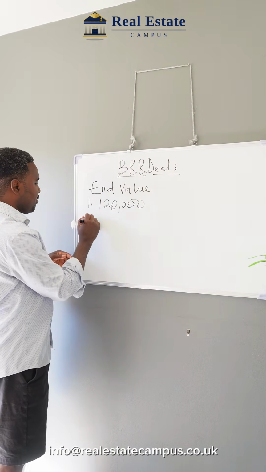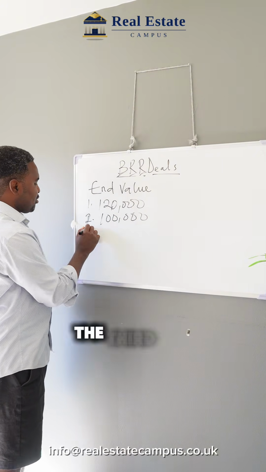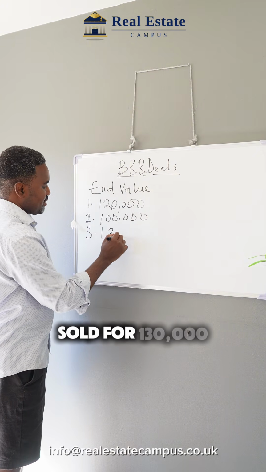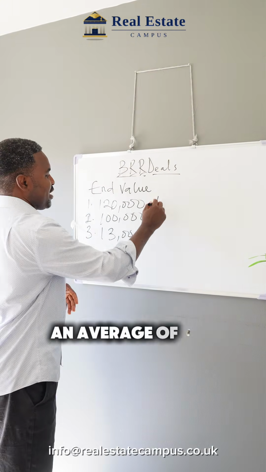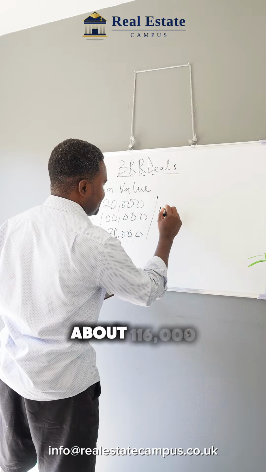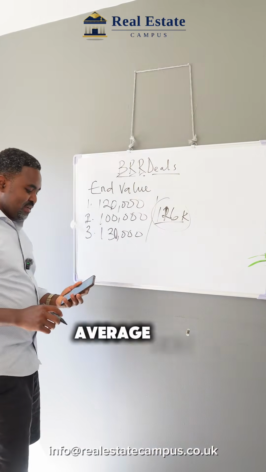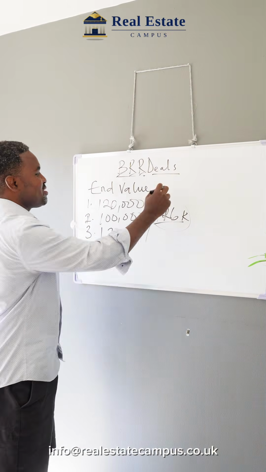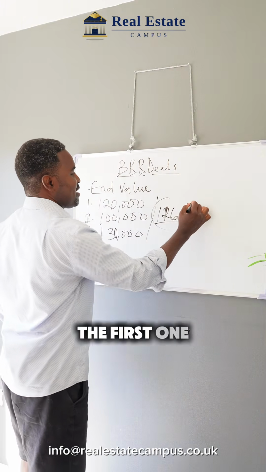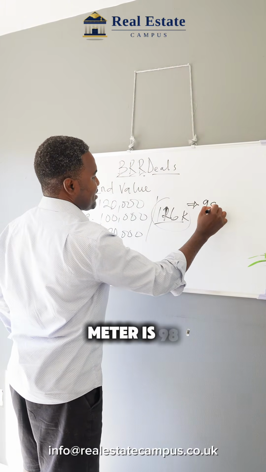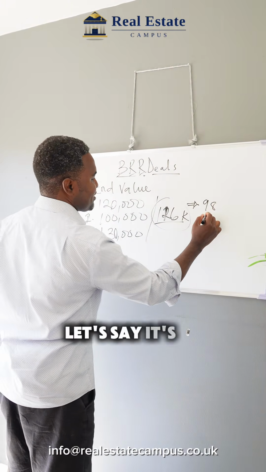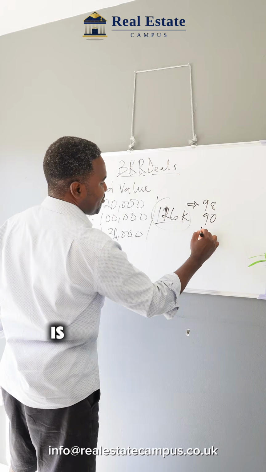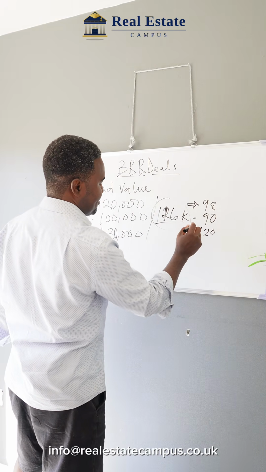The second one sold for 100,000. The third one sold for 130,000. So if we do an average of this, it will give us about 116,000 average. Now let's say when we look at the square meterage of these three houses, the first one, let's say the square meter is 98. The second one, let's say it's 90. And the third one is 120 square meter.